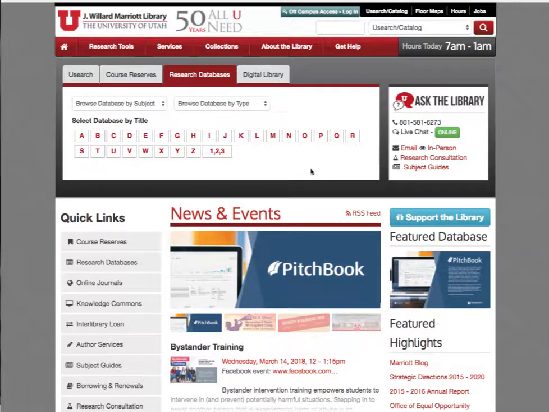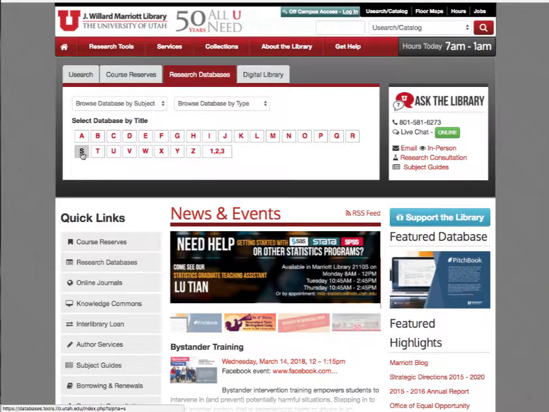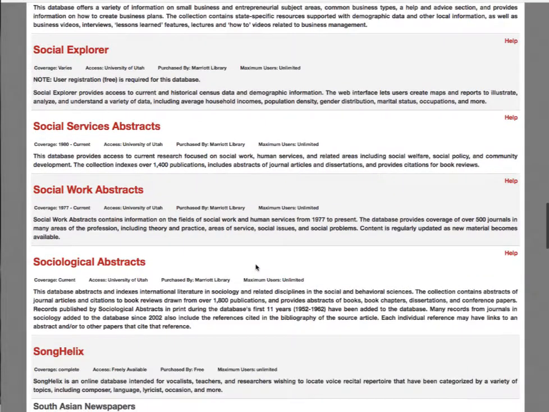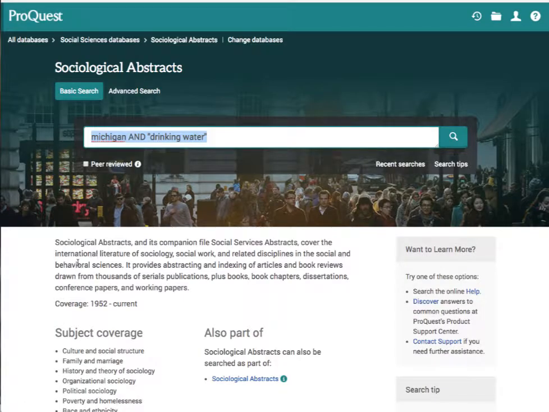So under research databases, one of my favorite databases under the letter S, Sociological Abstracts. I'm going to scroll down. Sociological Abstracts: sociology, psychology, public policy. There's a whole bunch of things in here. It's not necessarily multidisciplinary, but it's multi-paradigmy. Is that a word? They're coming from different perspectives.